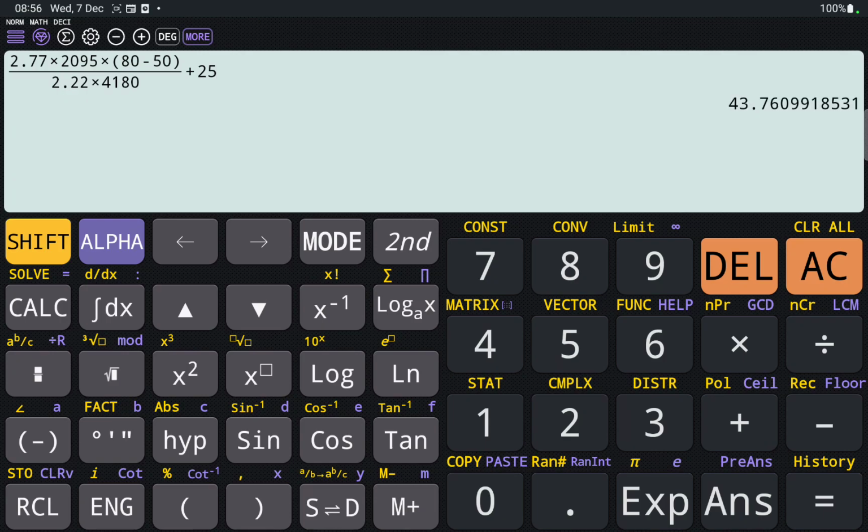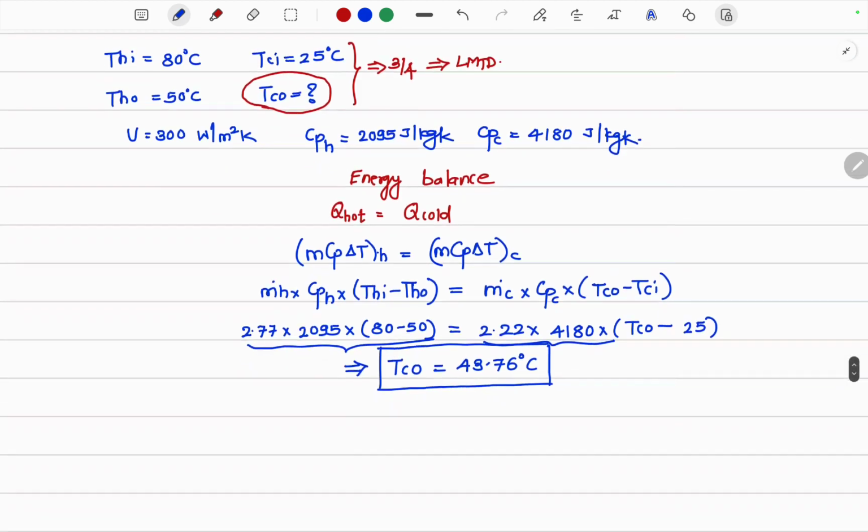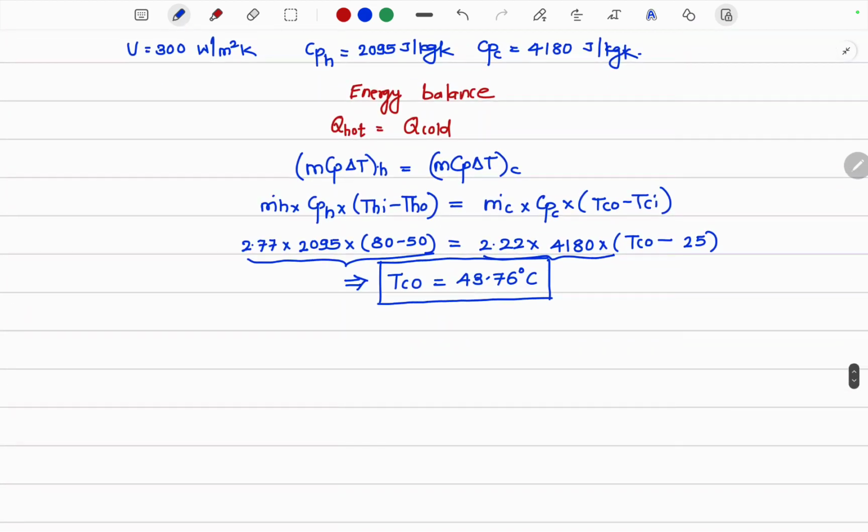This is how you will get the cold fluid exit temperature, 43.76. So TCO is 43.76 degrees Celsius. Now we have this TCO, and we need to calculate the LMTD both in parallel flow as well as counter flow configuration. I have explained this in my previous video.